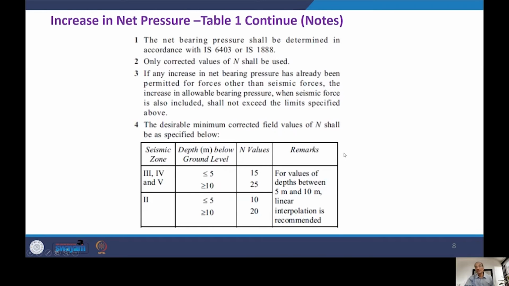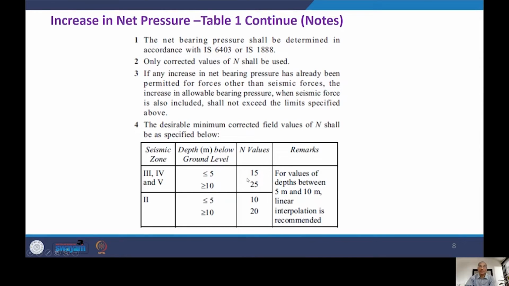Then, the desirable minimum corrected field values of N shall be as specified in this table. What does this table say? This table is based on seismic zones. So, if your site is in seismic zone 3rd, 4th, or 5th, then for depth below ground level, which is less than 5 meter and more than 10 meter, the minimum N values should be between 15 and 25.